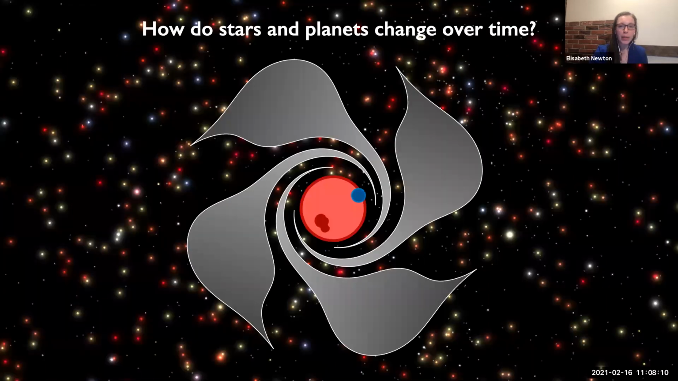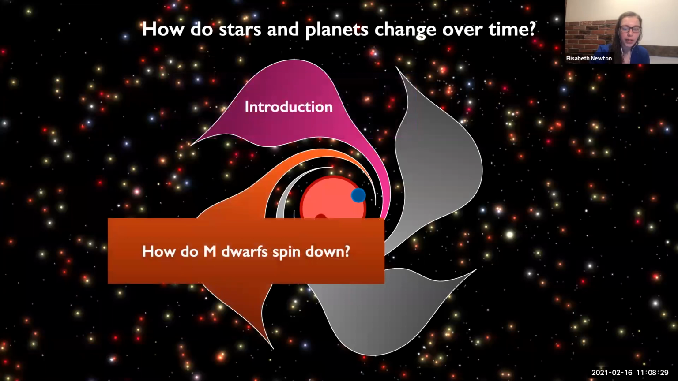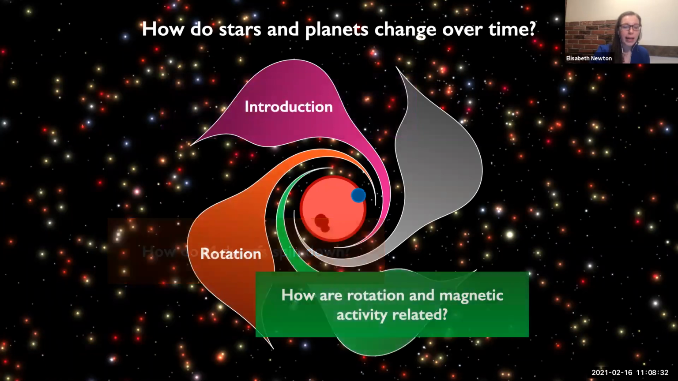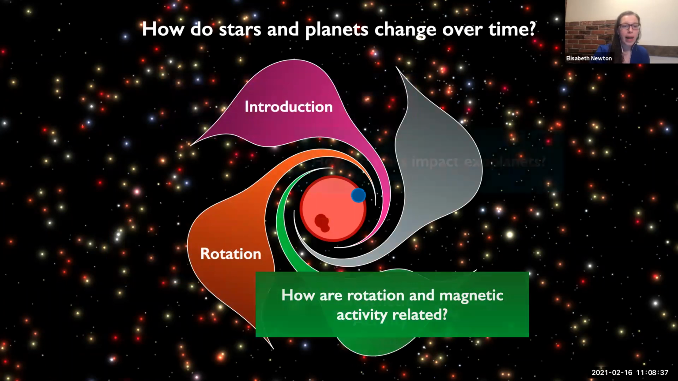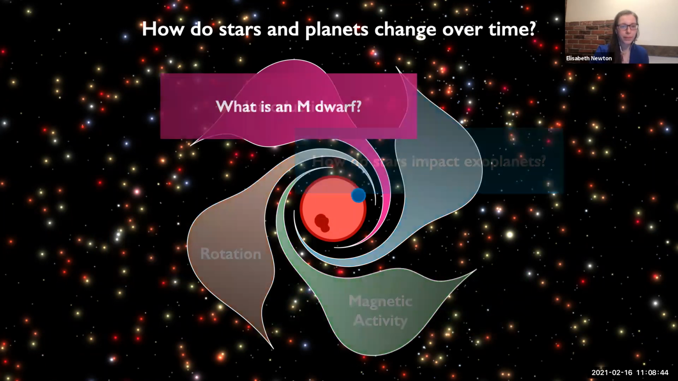Today I'm going to be sharing with you my recent work on spin and magnetism in M-dwarfs, and then some of our work trying to find and study exoplanets around young stars. I'm going to start with some background on what an M-dwarf actually is. I'll then address the question of how M-dwarfs spin down, and I'll briefly touch on the relationship between rotation rate and magnetism. And then lastly, I'll turn to thinking about how stars impact the planets that orbit them.